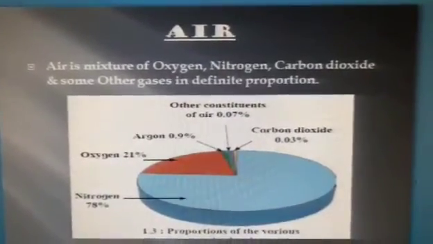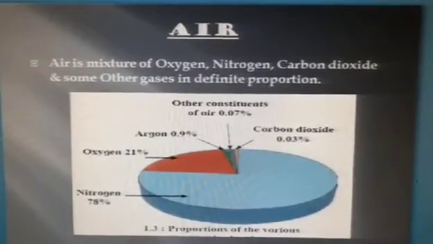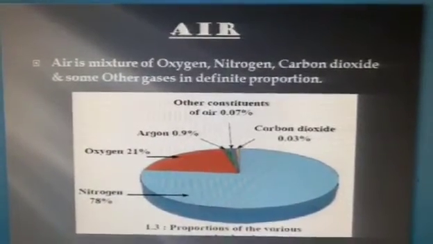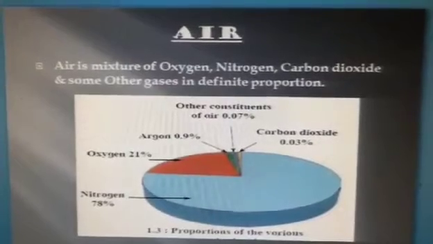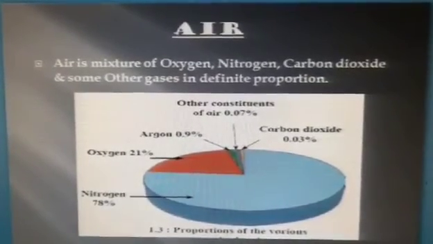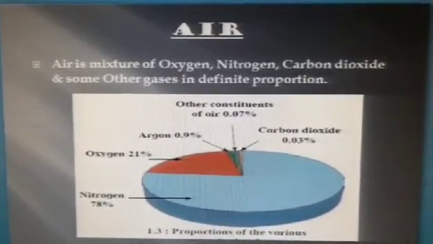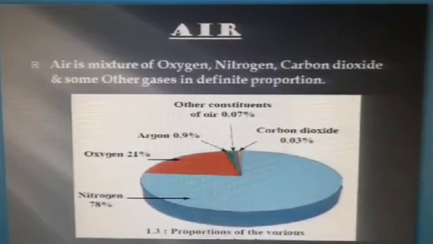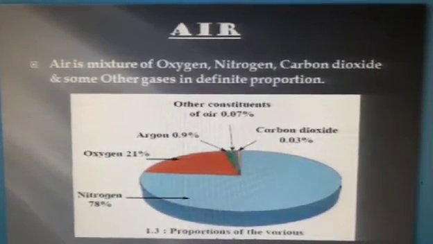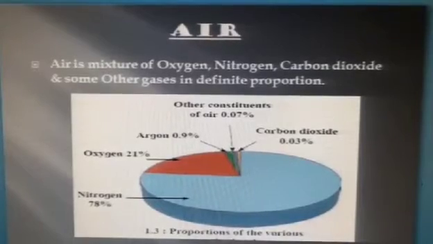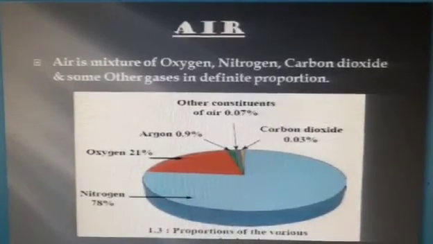Children, now come to the second page of the book. We will study about the air, the most important natural resource. You know about the air? I think last year you studied about the different layers of the atmosphere. Yes, it is given at the top.